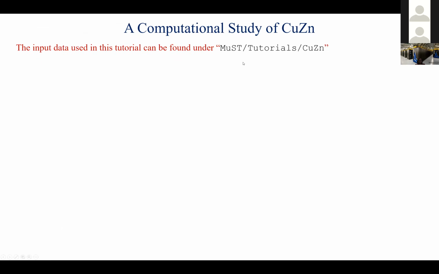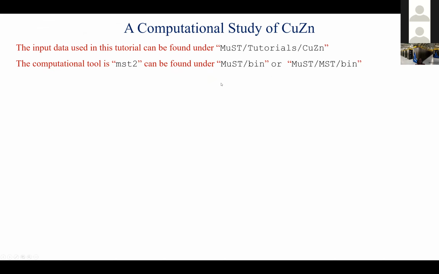So the input data for running the simulation can all be found under this. The executable is called MST2, which can be found under must/bin, or you can also find it at must_MST_bin. These are the same because there's a symbolic link to it. You find the same file in both directories, but they're actually the same thing. All right, so this is the executable we're going to use to run the calculation.